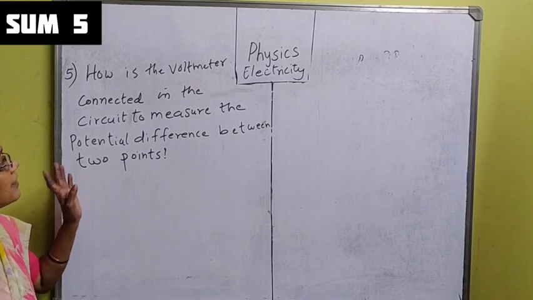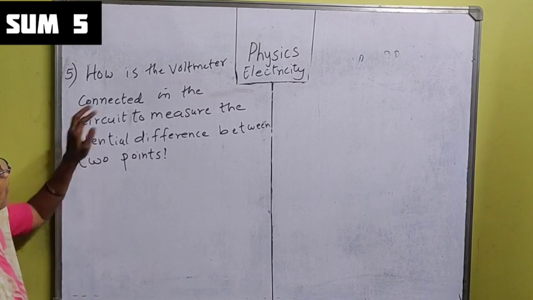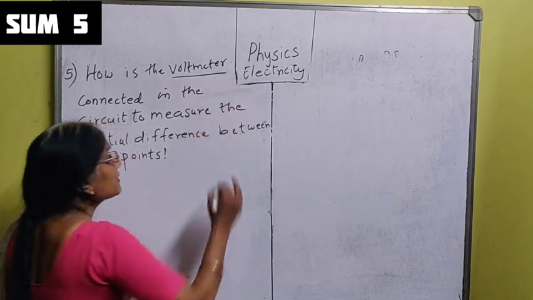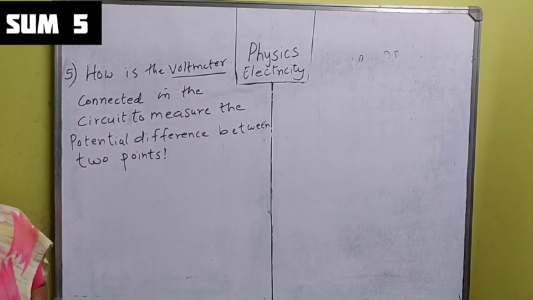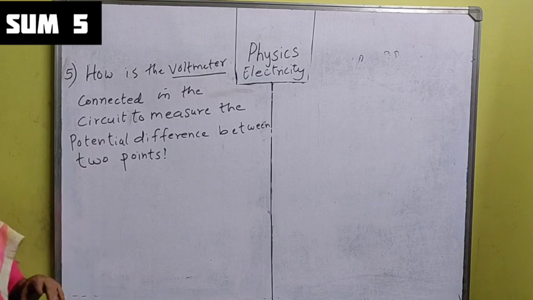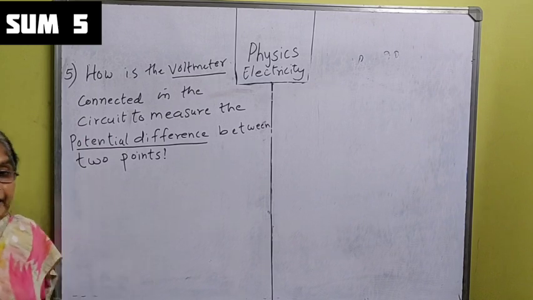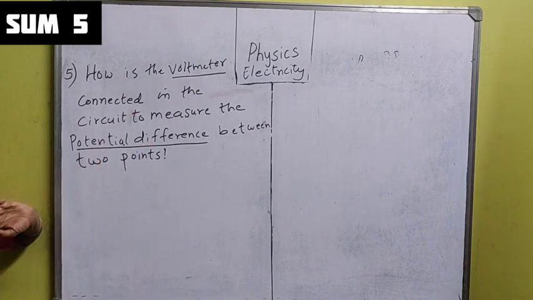Now we will see the fifth sum. What is in the fifth sum given? How is voltmeter? I have already explained what is a voltmeter. It is a device. What does it measure? It measures the potential difference. So a device which measures the potential difference.